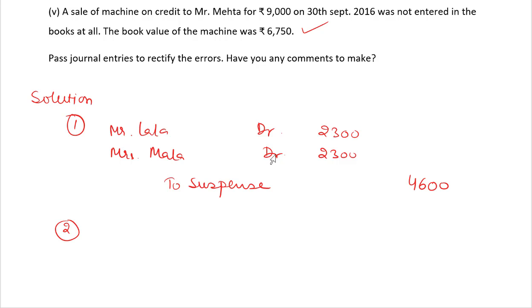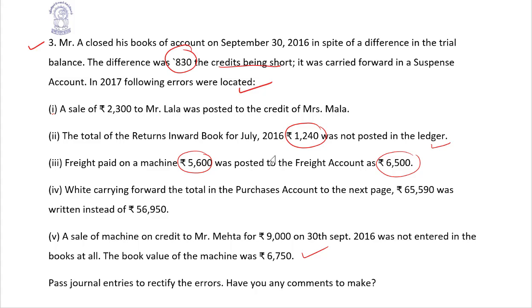The second entry would be: a total of the return inward book, sales return book for July 2016, 1240, was not posted to the ledger. Students, this entry will affect the profit, that is 1240.